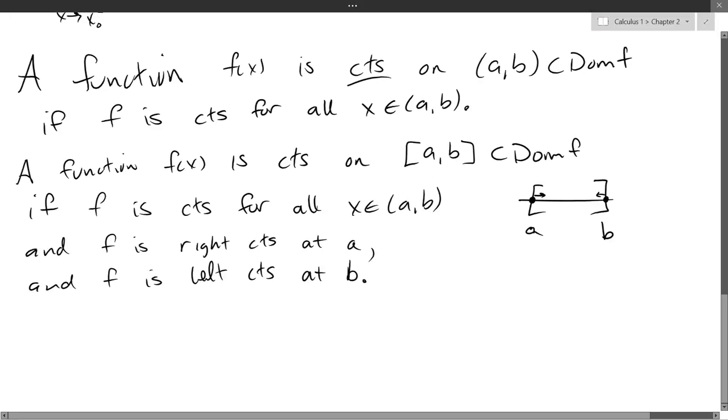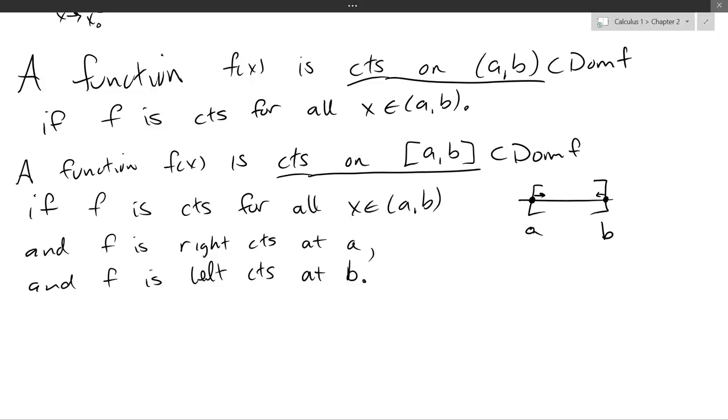Since there's an infinite amount of numbers in the interval, it would take infinitely long to prove something is continuous? Sure, yeah. Correct. So what we're going to do is basically look at a graph and say, hey, look, there's no holes in it. That's basically how we're going to do it.